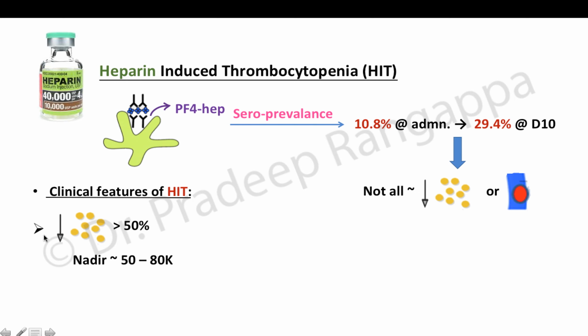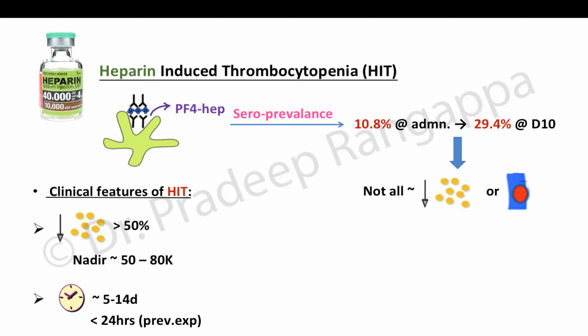So when do you suspect patients with HIT? When someone has a platelet drop of more than 50%, or where they reach nadir, the bottom point, of around 50 to 80,000, or when the duration of the thrombocytopenia is somewhere around 5 to 14 days. I think this is when you suspect it.